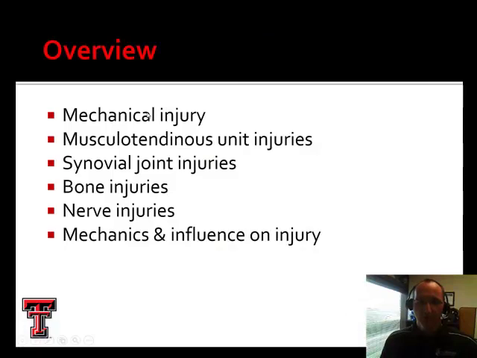So before we do that, we're going to start off by taking a look at mechanical injury, basically the mechanisms through which these injuries occur. Then we're going to take a look specifically at musculotendinous unit injuries, synovial joint injuries, bone injuries, nerve injuries. And then to wrap up, we'll take a brief look at mechanics and how they influence those injuries.